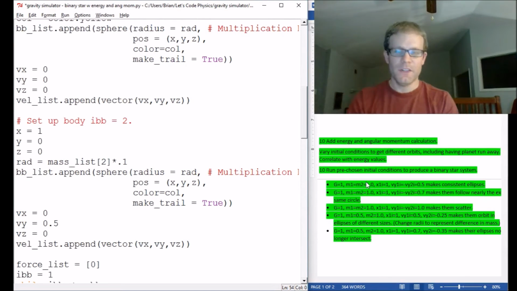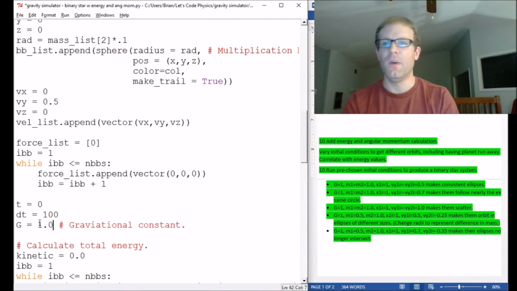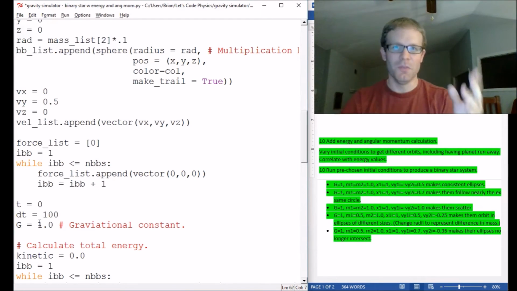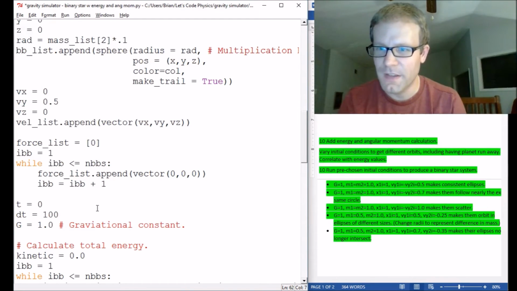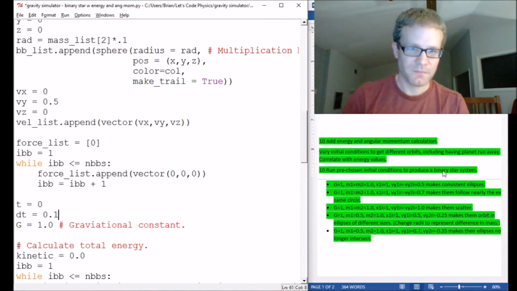Now I'm using these artificial units, so I'm going to set G equal to 1, just so that everything's in natural units. G is equal to 1, the masses are equal to 1. It's all kind of nice and simple. And I think I probably need to change my dt to something smaller, but we'll see.